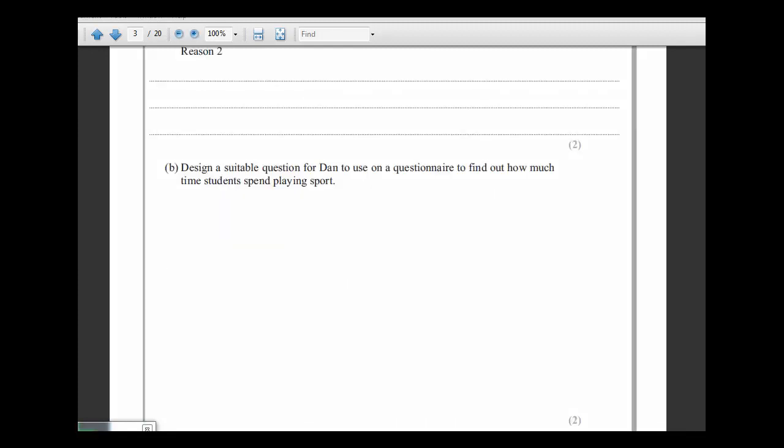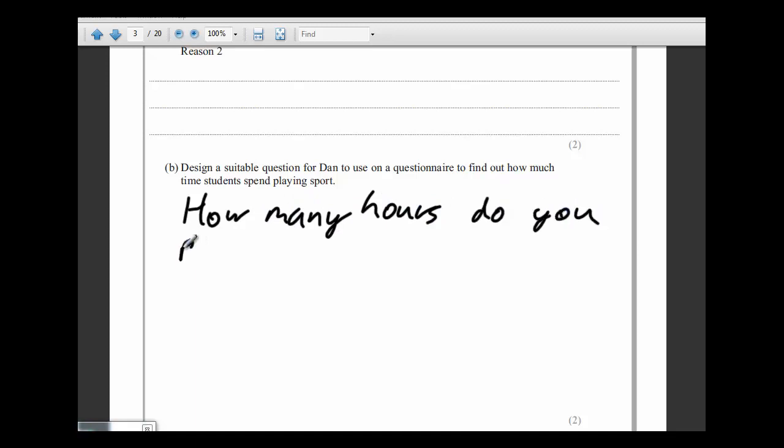So part B. Design a suitable question for Dan to use in a questionnaire to find out how much time students spend playing sport. Now a suitable question for this is going to ask something about how many hours do you play sport, and the key thing is to have some sort of time frame in there. So per week we would need to put in there to get the mark.